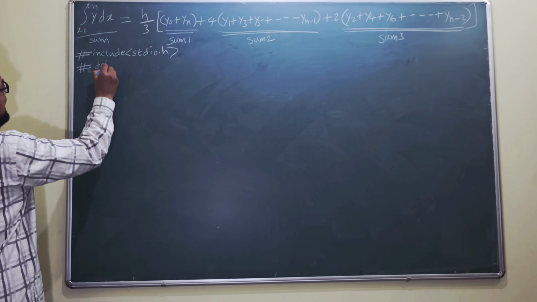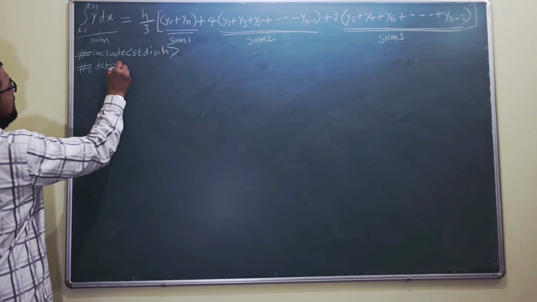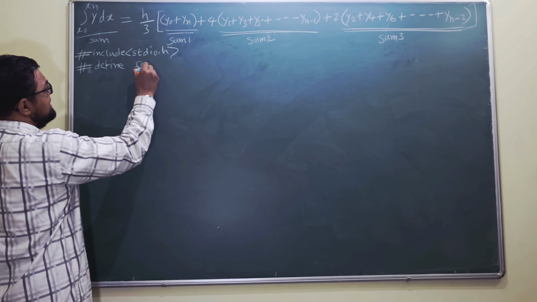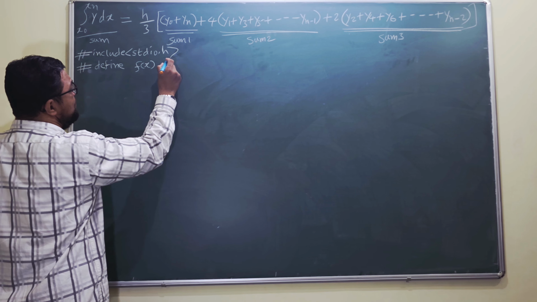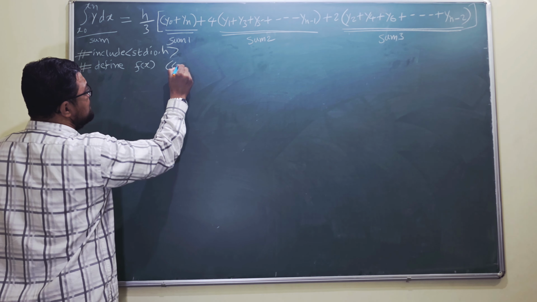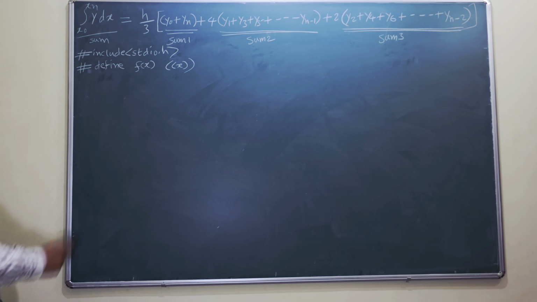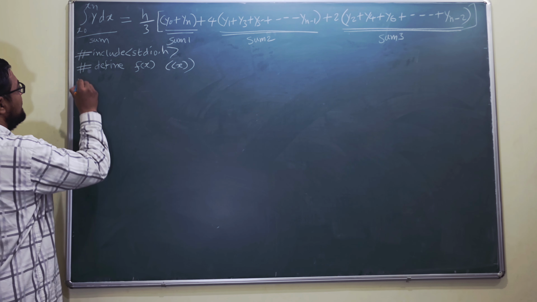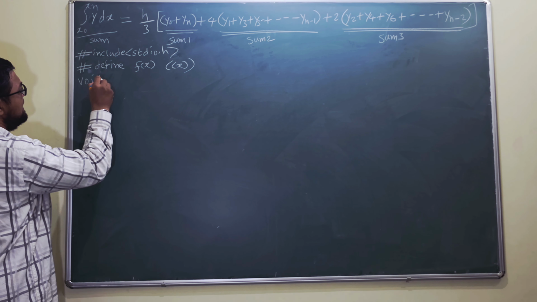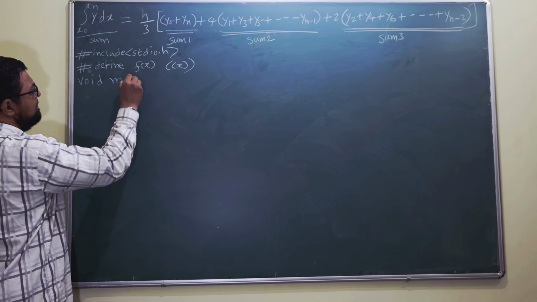It is #define f(x). Now we will define this function as simply x. So I will write it here like this. So this is the format for defining the function. Then from here our program will start. So it is void main.